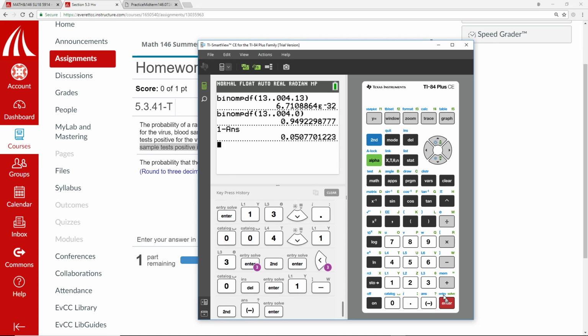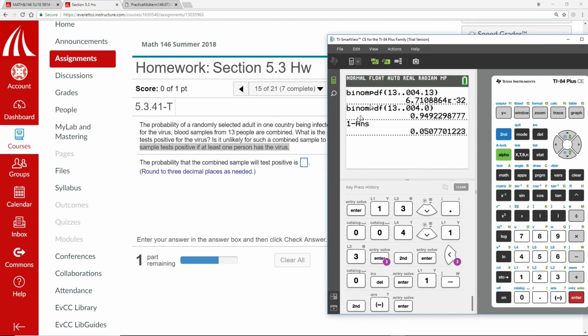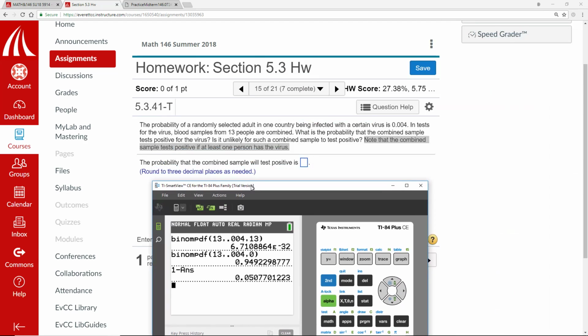Oh yeah, this was so close. 0.051 is the answer. So close. And I think this is what saved me. Note that the combined sample, I interpreted combined as all 13 of the sample. And what they meant was if at least one person, this is medical terminology, if one person out of that sample got the virus, then the combined sample has tested positive.